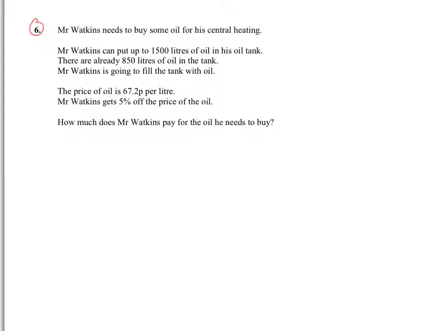Now then, Mr. Watkins needs to buy some oil for his central heating. Mr. Watkins can put up to 1,500 litres of oil in his oil tank. There are already 850 litres of oil in the tank. Mr. Watkins is going to fill the tank with oil. The price of oil is 67.2 pence per litre. Mr. Watkins gets 5% off the price of oil. How much does Mr. Watkins pay for the oil he needs to buy?